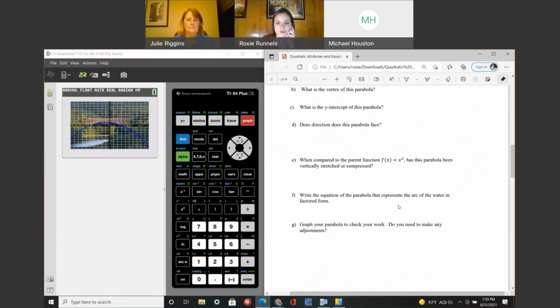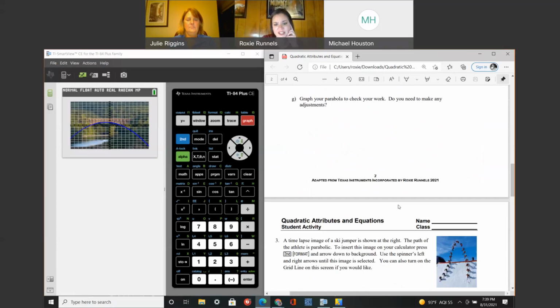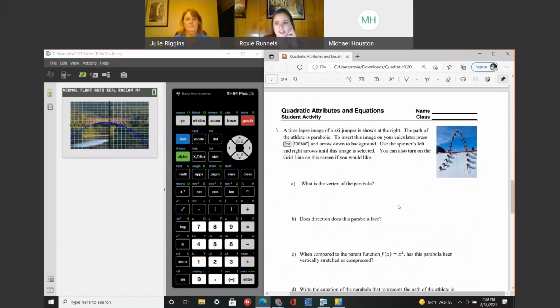And I asked them to write the parabola in factored form this time. But then down here, I have some problems, some images that are not from TI. So this guy here is a ski jumper.